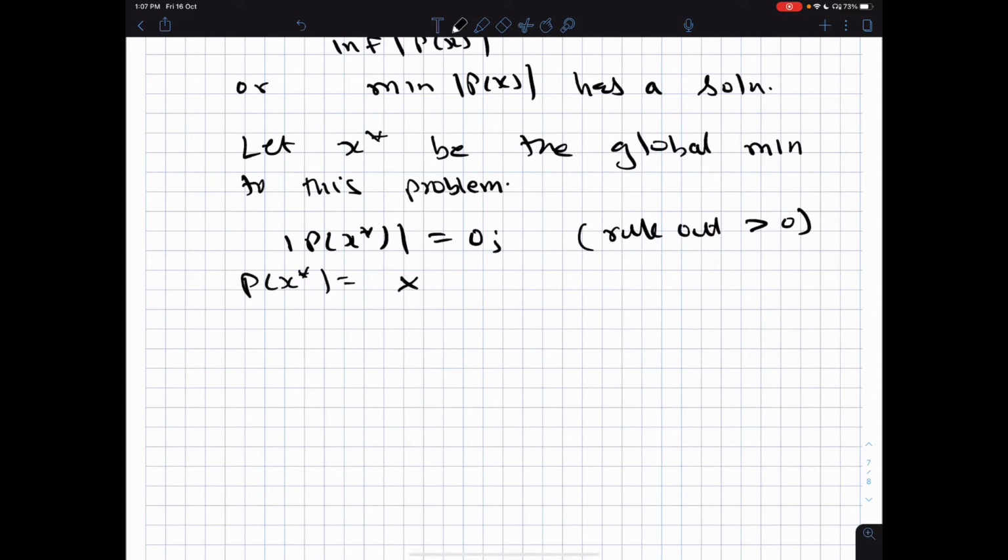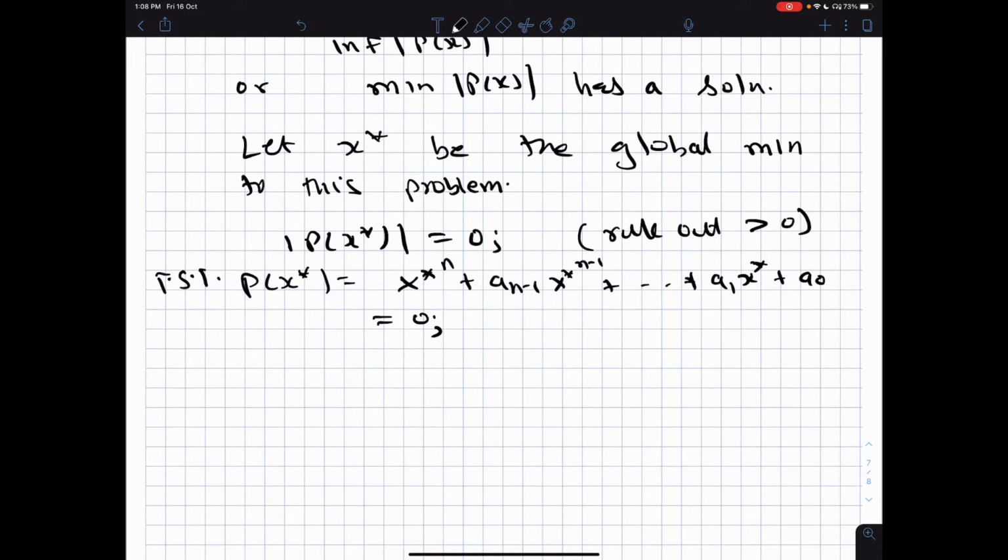It is x star to the power n plus a n minus 1 x star to the power n minus 1, and so on up to a1 x star plus a0. This is the value, and what we want to show is that this value is going to be 0. So if the modulus is 0, then the polynomial itself has to be 0. That is what we now want to show.